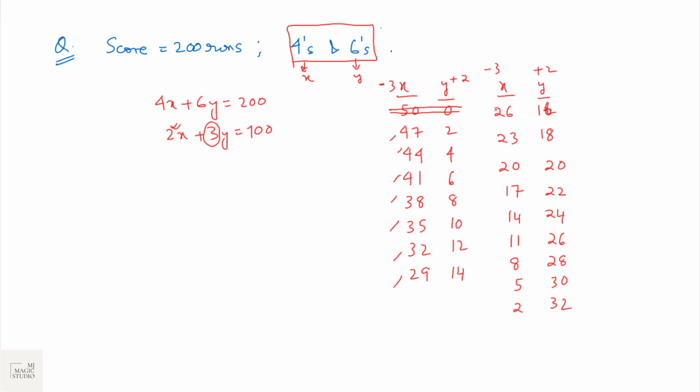So we have 1, 2, 3, 4, 5, 6, 7, 8, 9, 10, 11, 12, 13, 14, 15, 16. In 16 ways, a batsman can hit a double century using 4s and 6s only, where he is hitting both 4s and 6s. And this is nothing but the concept of finding lattice points on the given straight line that we are looking out for. Let's move on to the next concept.